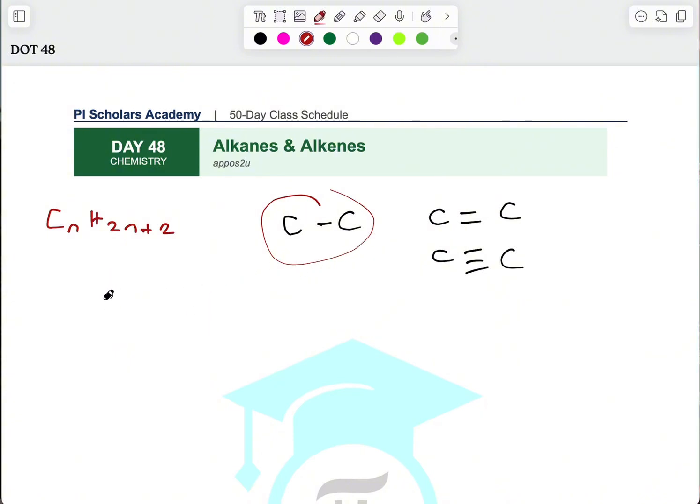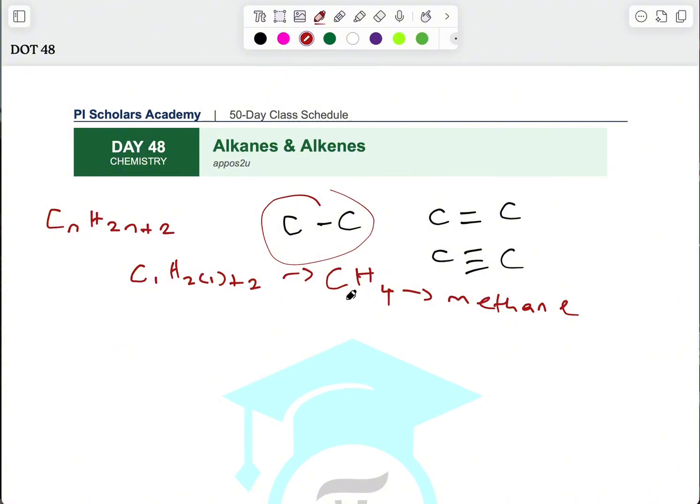So for instance, if the first member of the group is going to be C1, then you have H2 multiplied by 1 plus 2. So when you do all of this, you have C. We don't need to put the 1 because 1 is just a subscript there. So 2 times 1 is 2, 2 plus 2 is 4. So we have CH4. This first member is known as methane.